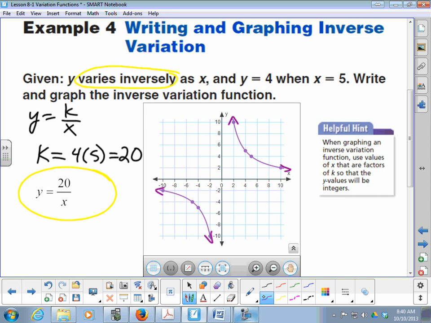The asymptotes are going to be right where they are. The asymptotes are the x and y axis. Okay? The graph is, right, okay?